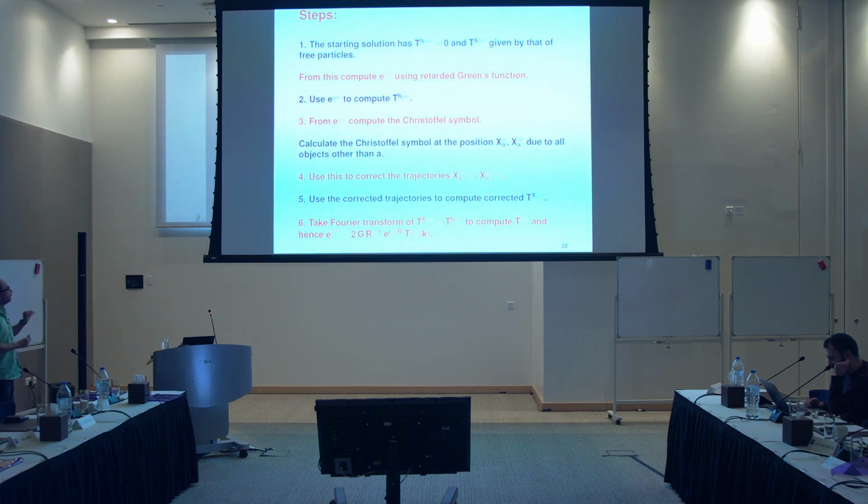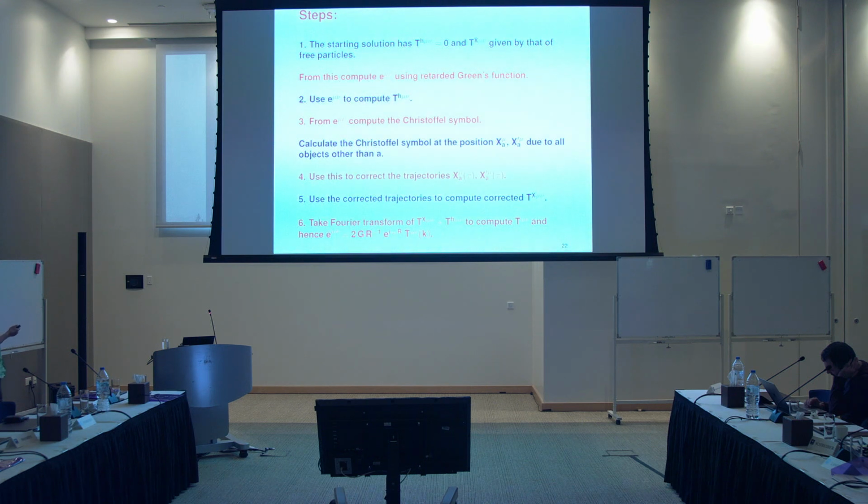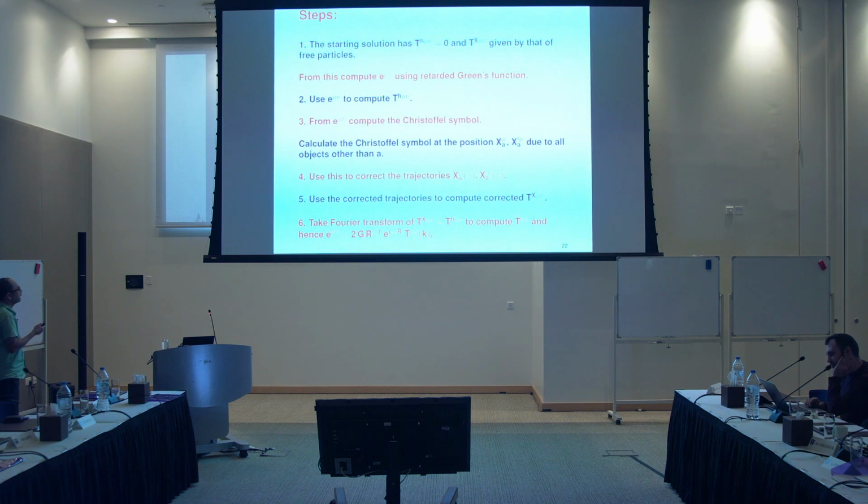So, here are the steps that we need to follow. The starting solution has T_h mu nu equal to 0 because we start with E mu nu equal to 0. E mu nu equal to 0 means H mu nu equal to 0. So, no gravitational energy momentum tensor. The starting solution has T_h mu nu equal to 0 and the matter energy momentum tensor is given by that of the free particles, because the matter moves on a straight line. So, we just get free particle matter energy momentum tensor. So, that is good. This gives the source.